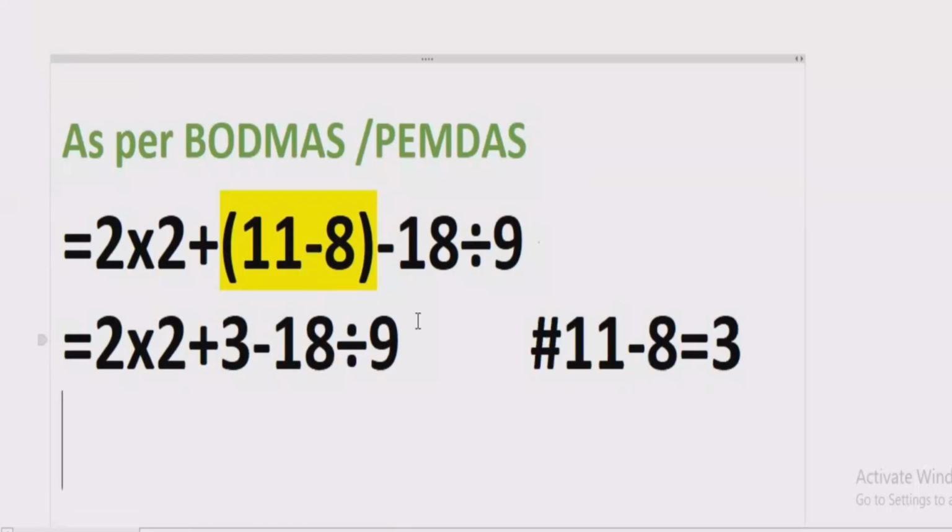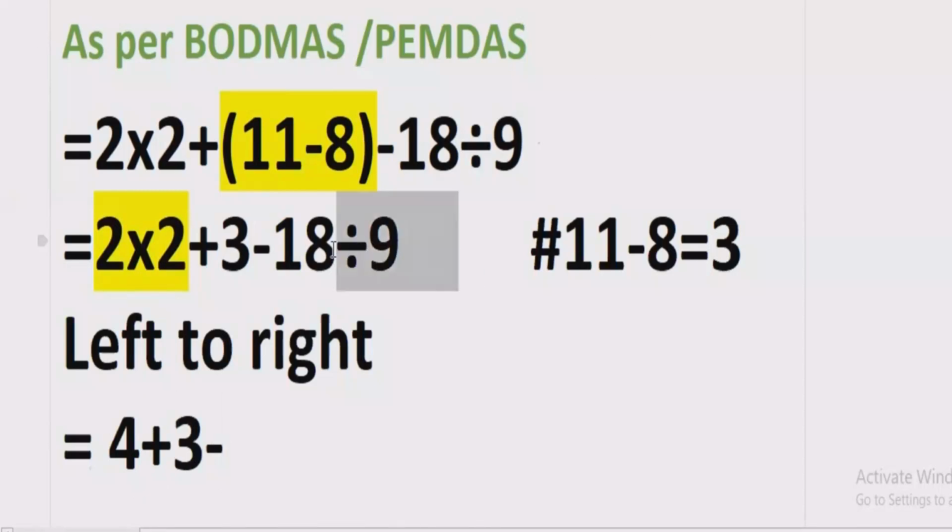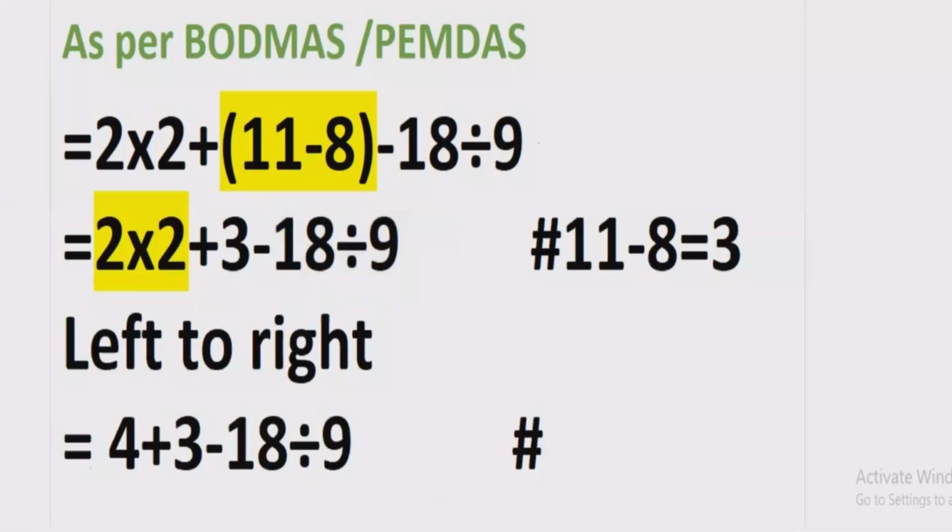Now move forward. We do not have any bracket right now, and we also do not have any exponent. So now we will go left to right in our expression. Now we have to see the division and multiplication. We go left to right, and first we have the multiplication. So first we have to solve this part. Minus 18 divided by 9 we will write as it is, and we will say 2 multiplied by 2 equals 4.